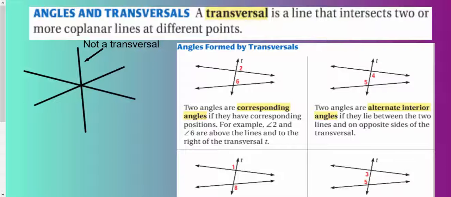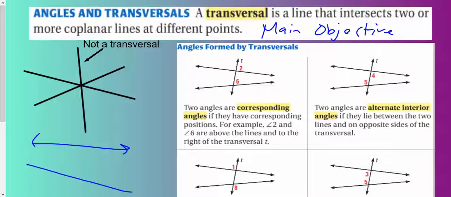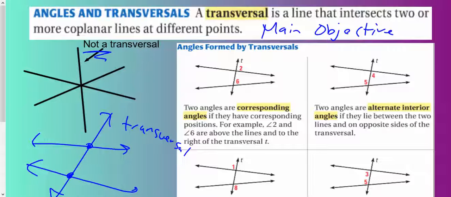Alright, angles and transversals. This is the main objective for today. A transversal is a line that intersects two or more coplanar lines at different points. So here's one line, here's another line. This is the transversal right here, because it intersects these two lines at two different points. This here is not a transversal because this line intersects the other two lines at one and only one point.